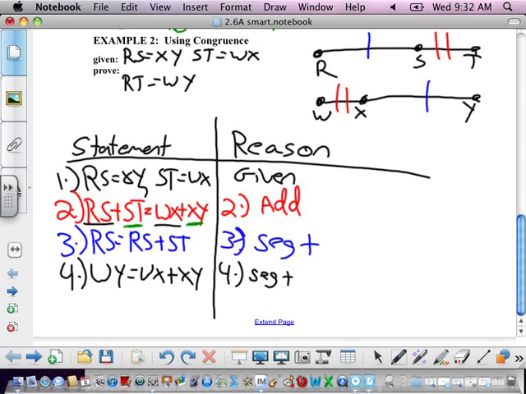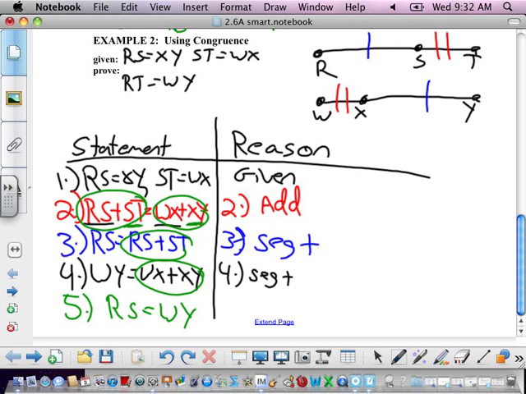Okay? So finally, since I have this and these are equal to each other, that means I can set the whole thing equal to each other by what? RS is equal to WY by what? I took this out and I put this in. What is it? Substitution.